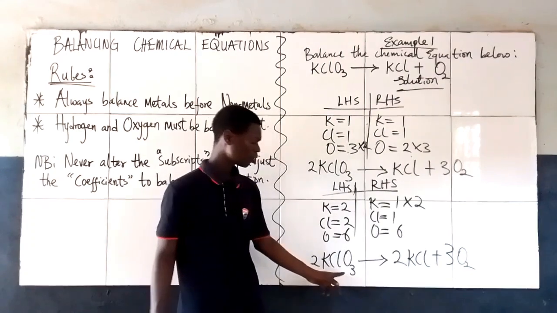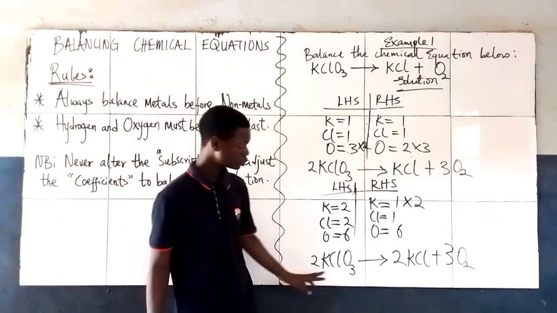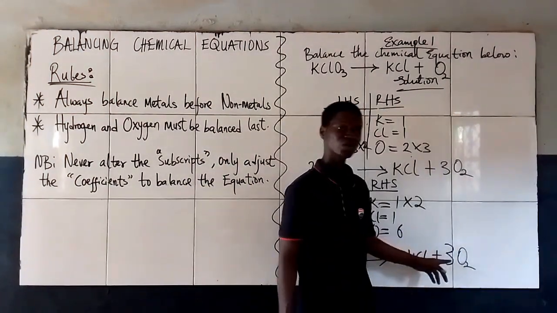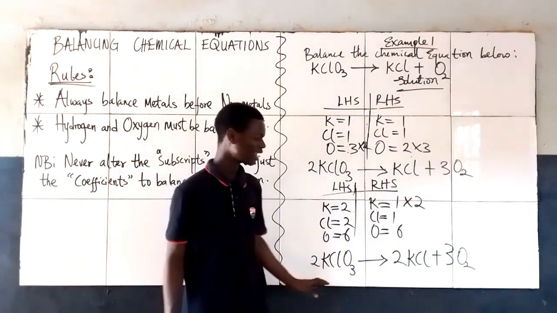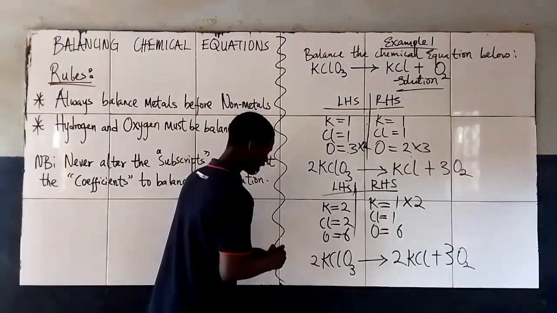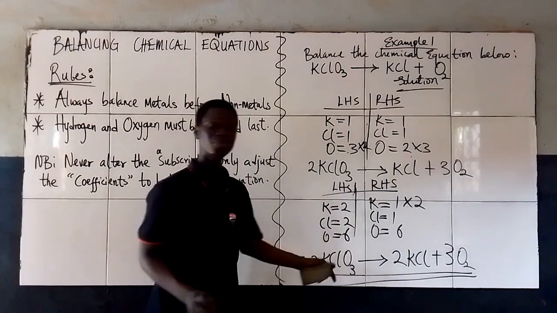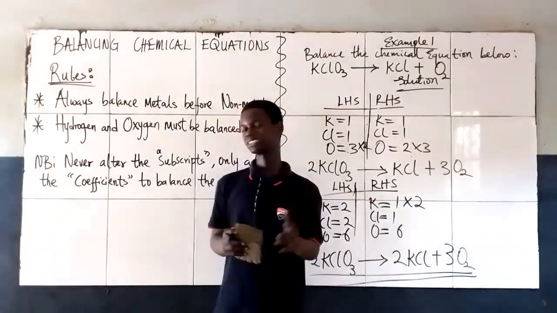Balanced. Then for oxygen, you have subscript 3 and you have coefficient 2. So 2 times 3 is what? 6 atoms of oxygen. You have subscript 2 and you have coefficient 3 for oxygen. So it's 3 times 2, 6. So this is the balanced chemical equation. And this becomes the answer to the question. This is the balanced form. So if I can, I'll be taking one more question on the balanced chemical equation.